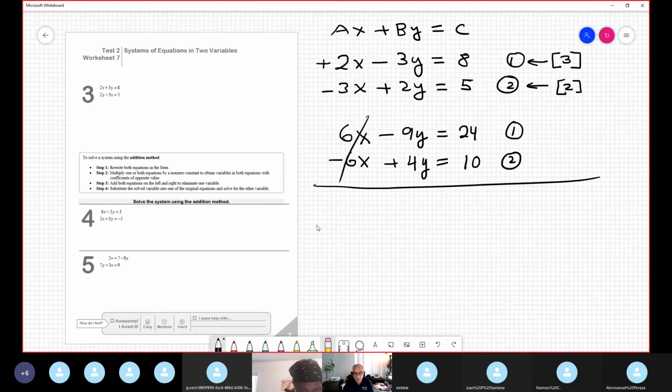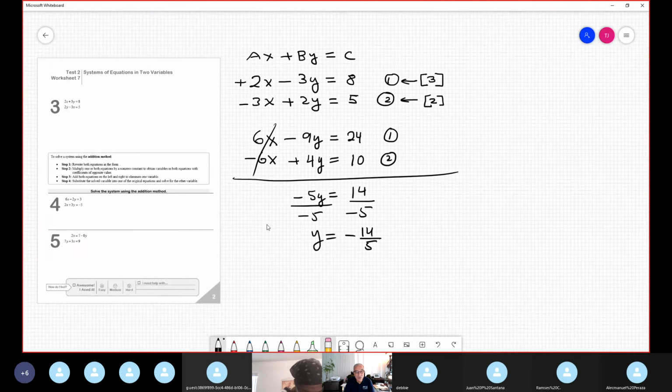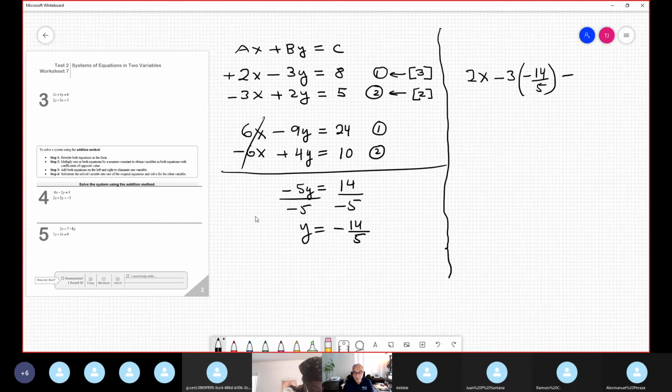Now ready for elimination. This is elimination of the x part. This is negative 5y, and this is 24 minus 10, 14. Divided by negative 5, y is equal to minus 14 over 5. Okay, now I need to find both components, x and y. To find the x component, you select either equation. The equation that you feel more comfortable with, the equation that you consider easier. This is totally relative, it's up to you, or it's up to me. In my opinion, the easier one is the first one. Okay, I take 2x minus 3y, but I replace y with negative 14 over 5, equal 8.